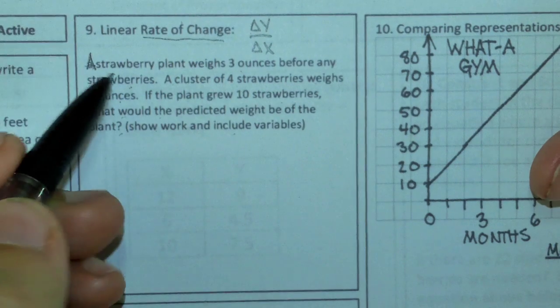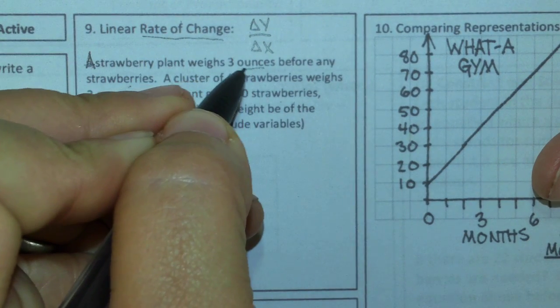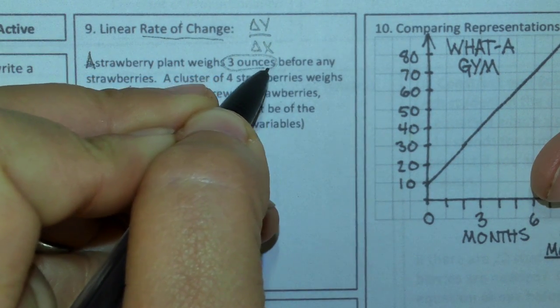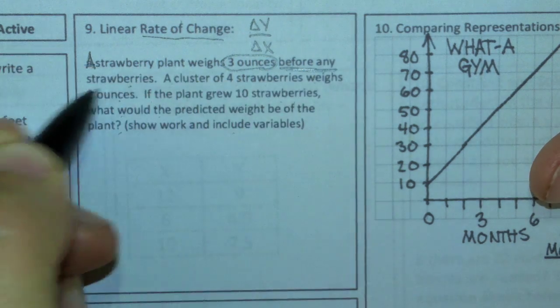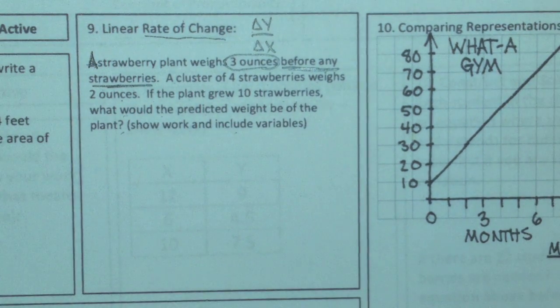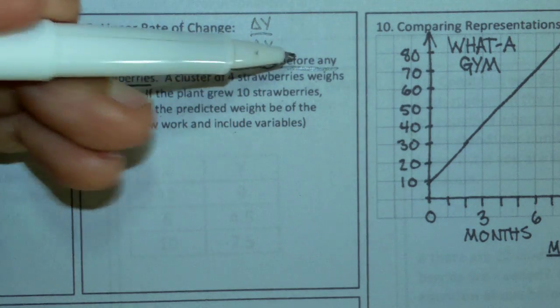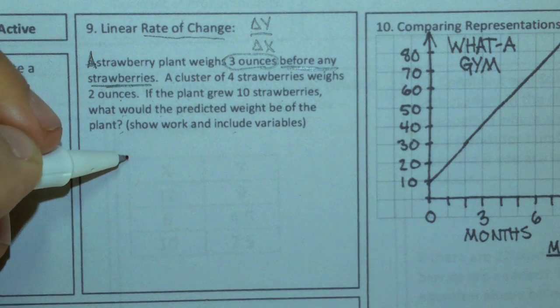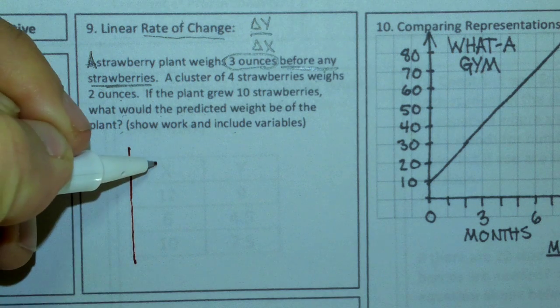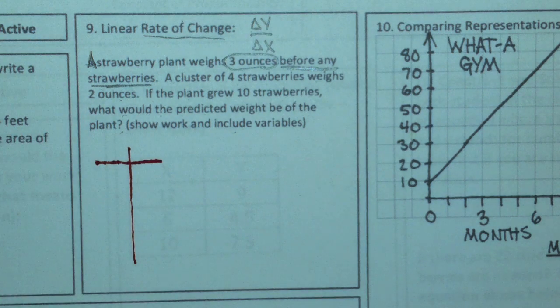Let's take from that. A strawberry plant weighs 3 ounces. The word before there's any strawberries. So we're going to think, how can I put my math together to organize this? So right now we're in context. We are not in math. We are in the language that we speak, which is English. How can we take this and translate this to math? The strawberry plant weighs 3 ounces before any strawberries. I would start to think about, okay, linear rate of change. The table usually works pretty well here.